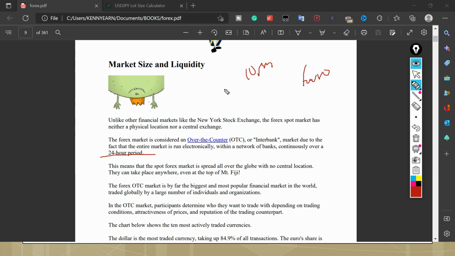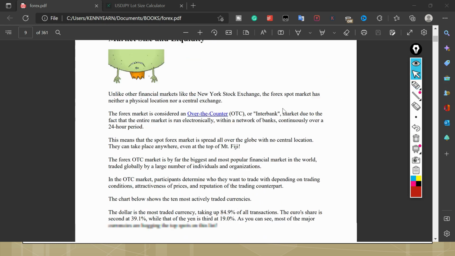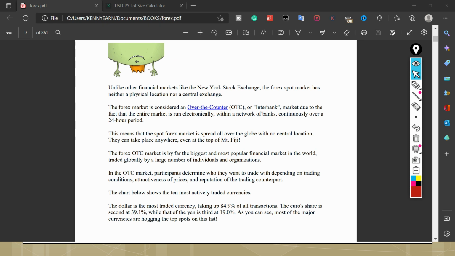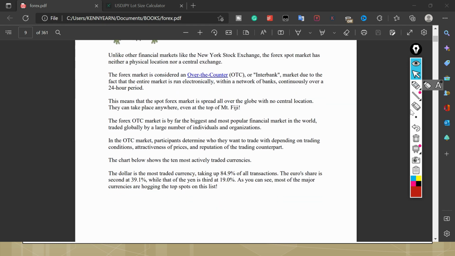You could take a trade, any trade, from Monday to Friday, any time. The market is just open and running. So that's how the forex market operates. You trade it Monday, Tuesday, Wednesday, Thursday, and Friday. Then it closes on Friday night, and on Sunday night, it's live again. That's it.